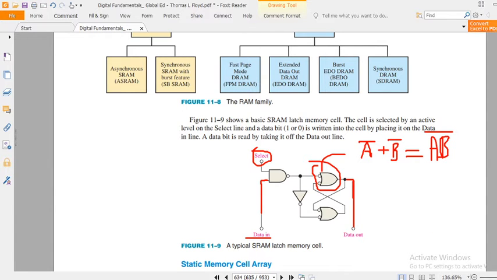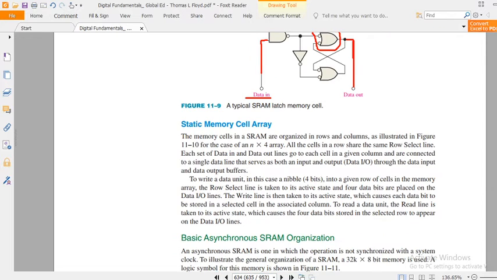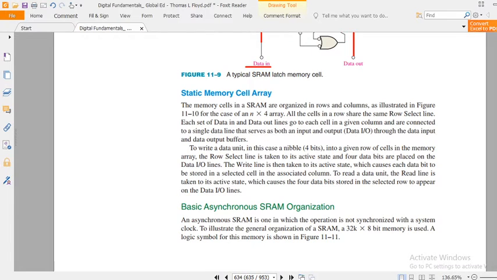So this is how it works, and I'm not explaining the working of the latch because I know that you will already know how a latch works. Okay, so I'm not explaining the functioning of the latch. Next we are going to see a static memory cell array. What we have just seen is a single unit. So we want to see an array which will have a large number of similar units connected.